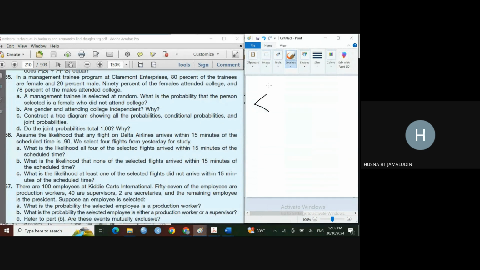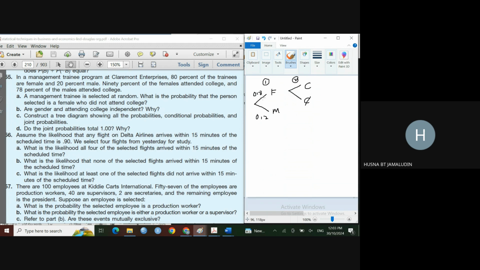So the first event, what is the first event? It is gender, right? So what is it? 80% are female. So this is female, 0.8. How about the male? You have the remaining 0.2. This is the first event. Second event, whether they attend college or they don't attend college. So for female, there are two probabilities. So this is the second event, which is attending college. So I will put C as college and C slash, or C dash, as not attending college.